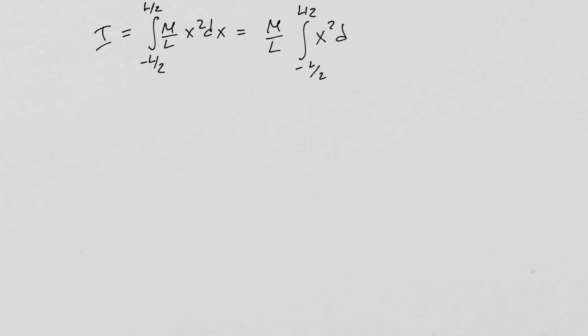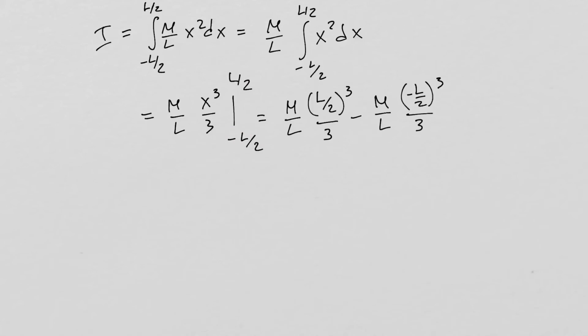So the integral becomes M divided by L, that's a constant, it comes in front of the integration, times the integral from minus L over 2 to L over 2 of x squared dx. So this is a straightforward integral to do. So we get M divided by L times x to the third power divided by 3 from minus L over 2 to L over 2.